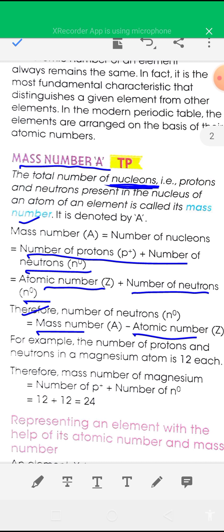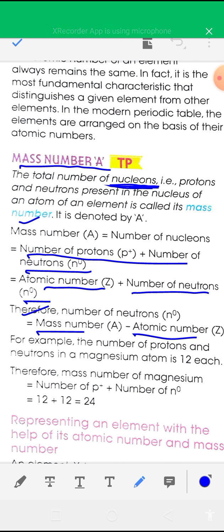For example, in the case of a magnesium atom, there are a total of 12 protons and 12 neutrons present in the nucleus of magnesium. So the mass number will be 12 plus 12, that is 24.